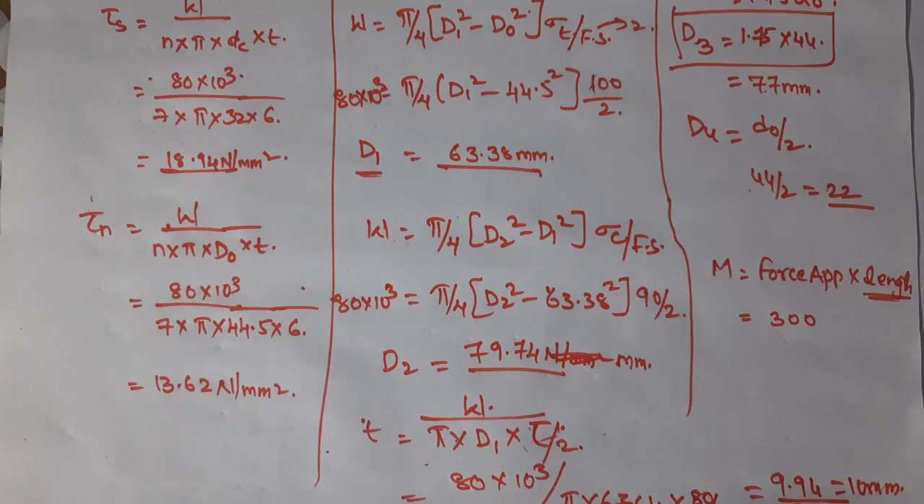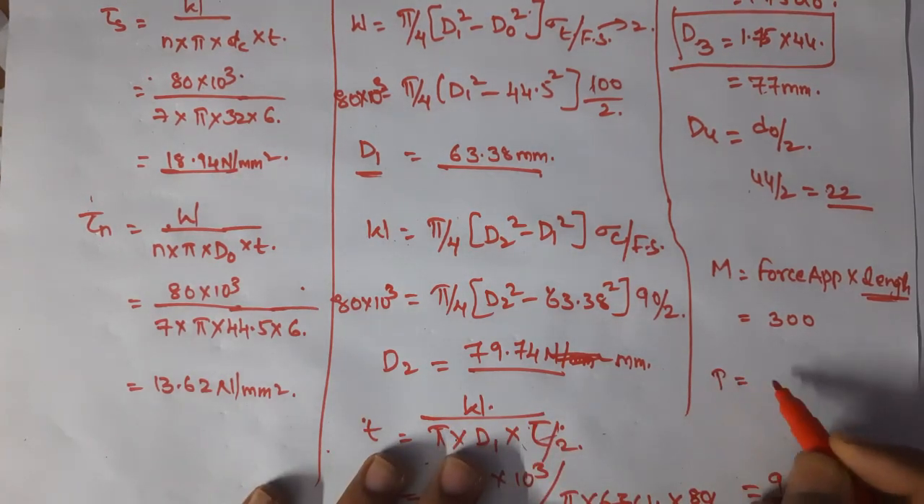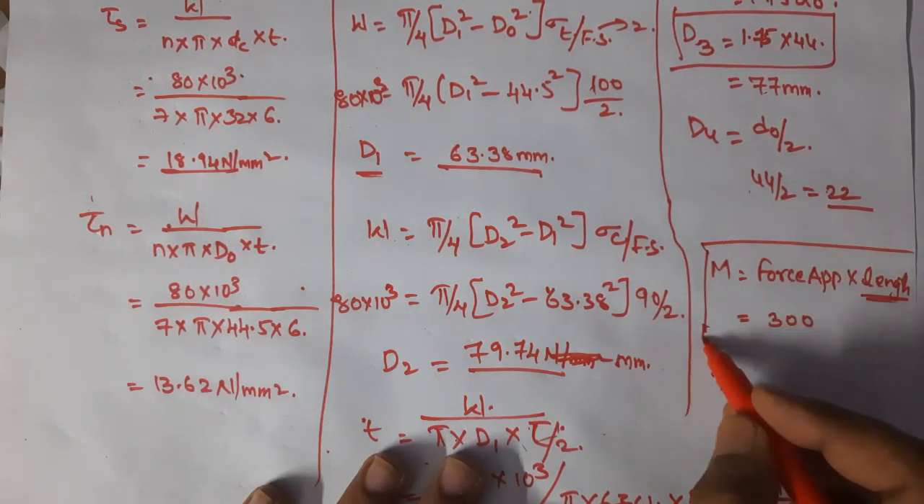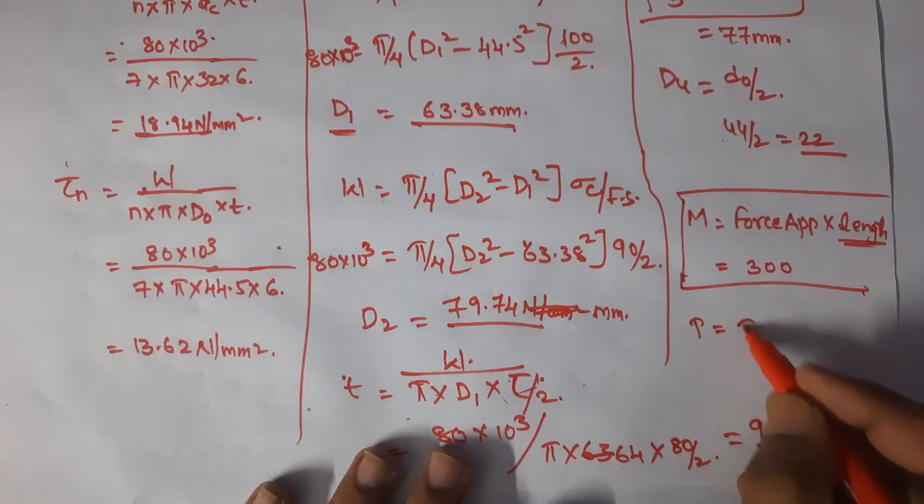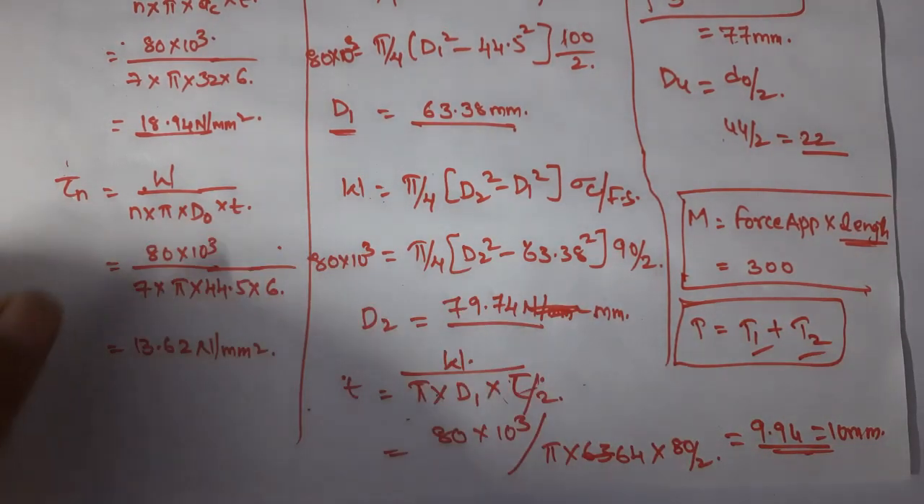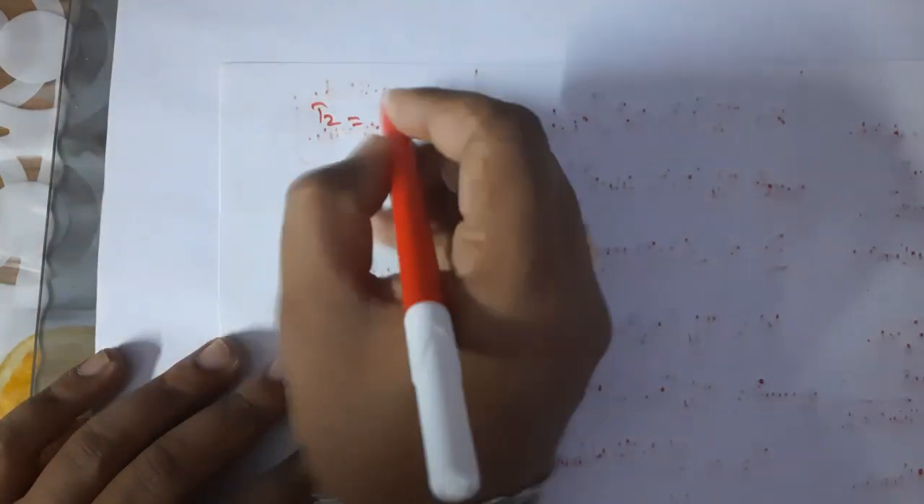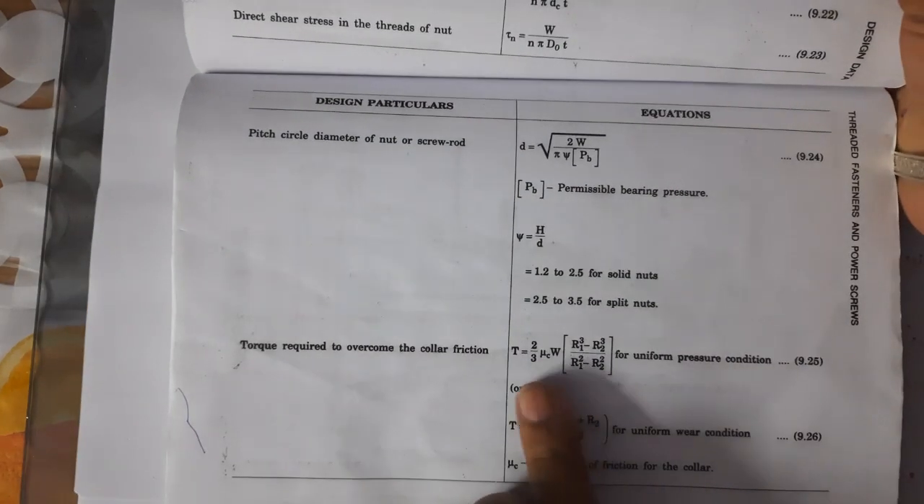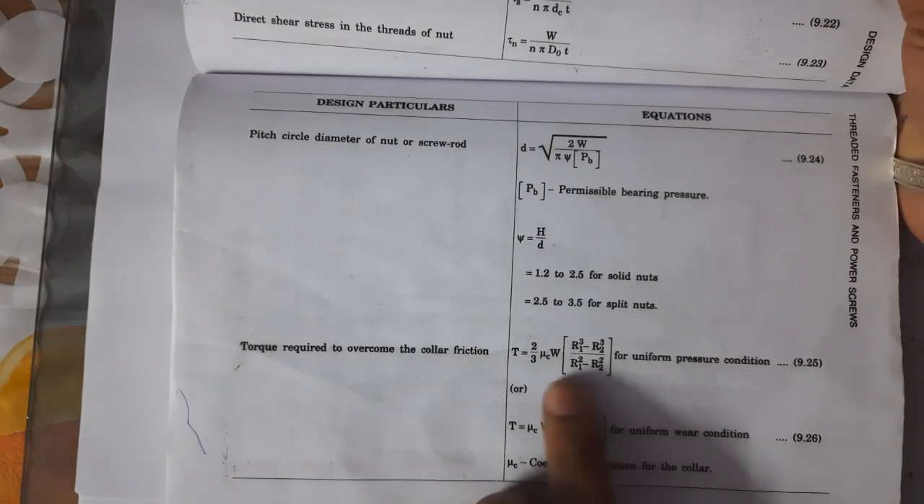So the total torque can be found out by T is equal to T1 plus T2. The T1 is already calculated, T2 we have to calculate. T2 can be calculated by the uniform pressure condition. The uniform pressure condition formula is 2 by 3 mu W R1 cube minus R2 cube by R1 square minus R2 square. Okay, so that is the formula we are having.